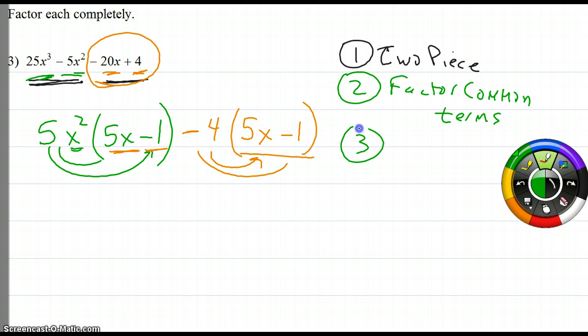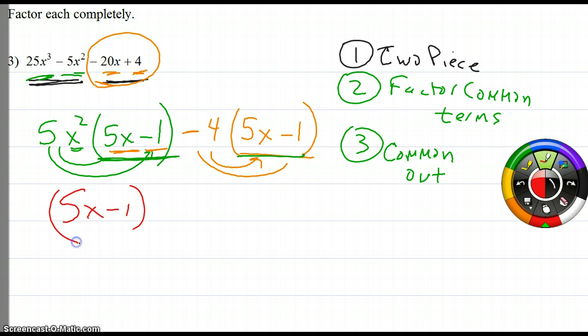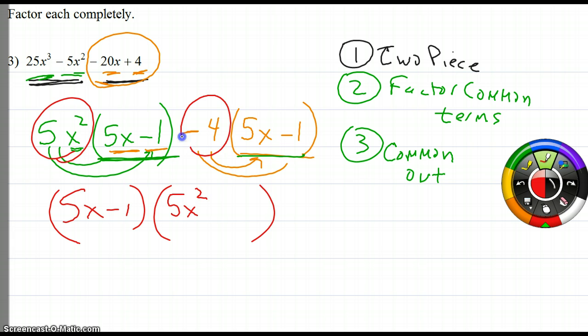If you've done it right, then there'll be a common term that we can factor out. This time it is going to be the 5x minus 1. So we rewrite that, 5x minus 1. And then what's in the second set of parentheses is what is on the outside: 5x squared, and a minus 4. Try the fourth one by yourself, hit stop, play, and see if you got it correct.